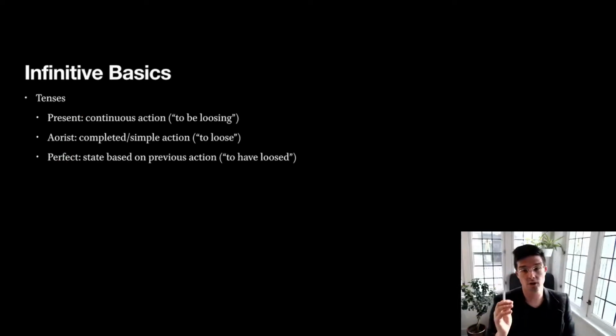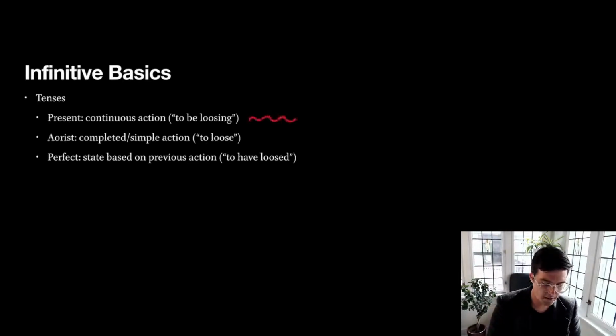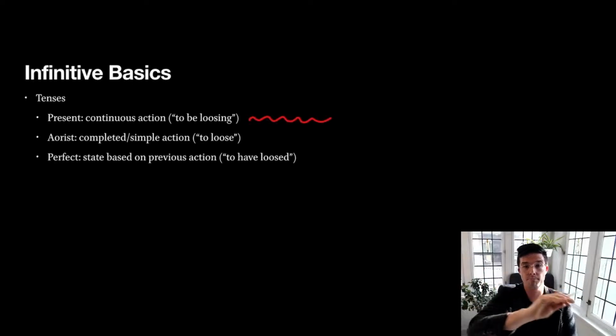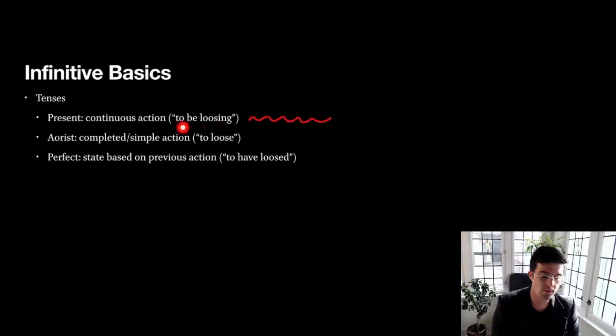And these do not strictly refer to the time of the infinitive, but they refer to the kind of action. And you'll remember that we've talked about the present tense and the imperfect tense referring to ongoing or continuous action. I usually depict it as a squiggly line like that. The action is ongoing before the eyes of the speaker or the writer. So, to be loosing. And then aorist is always going to be completed action.